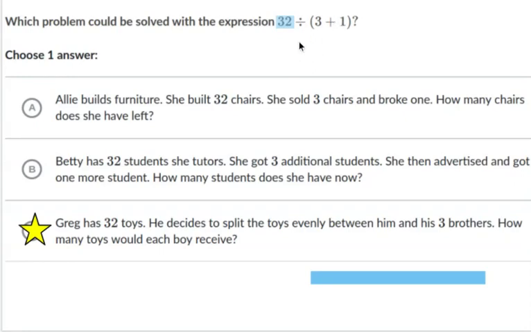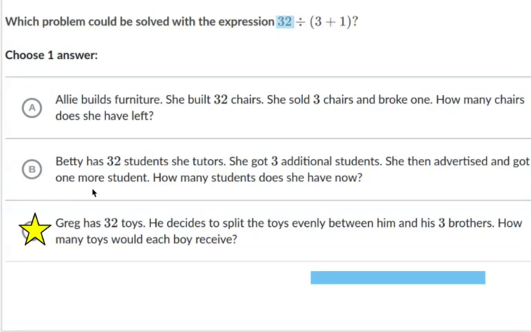But then I told you that we needed to fair share. Well, the chairs weren't really getting fair shared into equal groups. It looks like Allie sold some and broke 1. So there's no dividing, splitting, separating, sorting. So it can't be A. Betty has students and she gets 1 more, she gets 3 more and then she gets 1 more. So again, she's gaining students. She's not putting them into groups or anything like that.